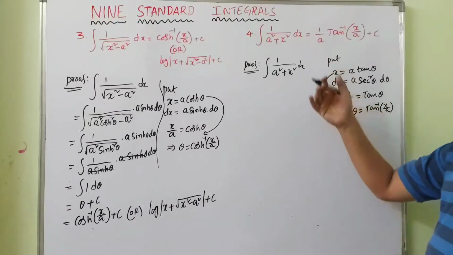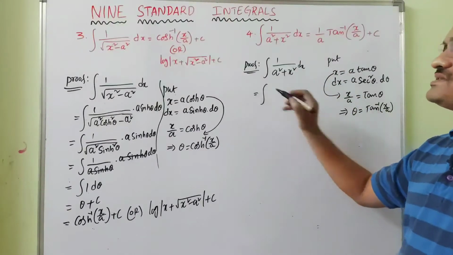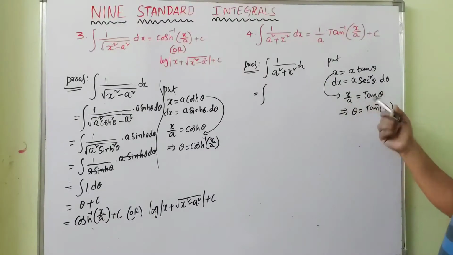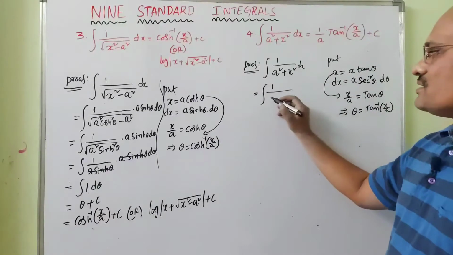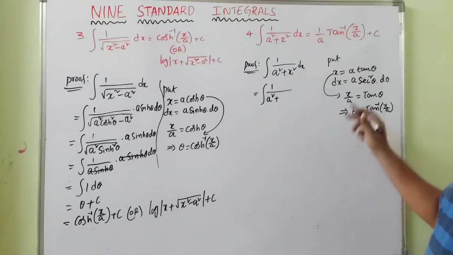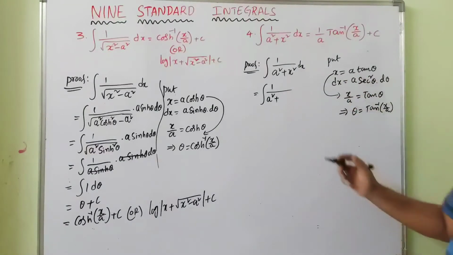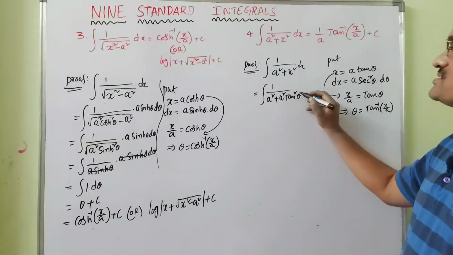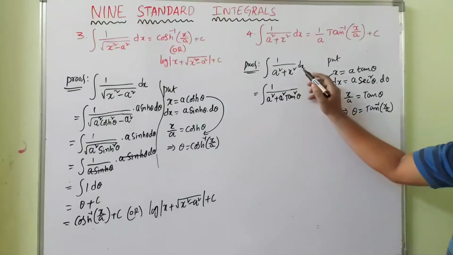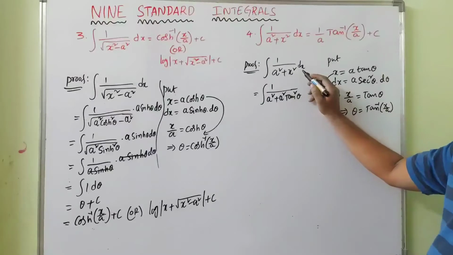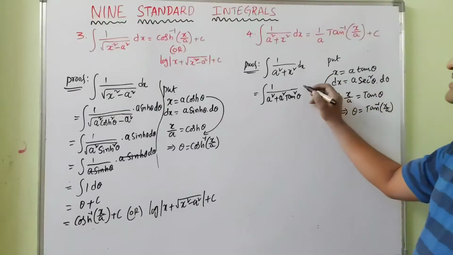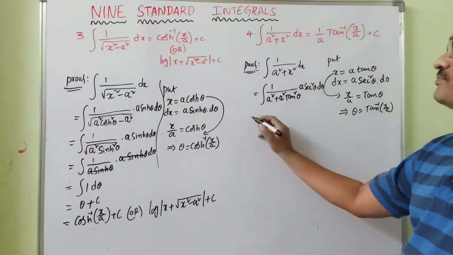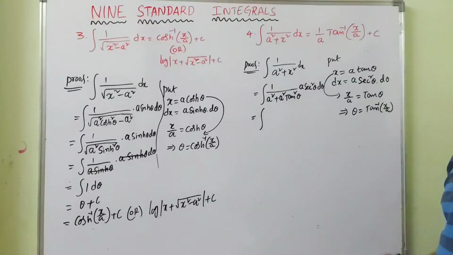Now go for integration by substitution, which means change of the variable. I am converting x into theta. So write the substitutions. x is a tan theta, so x square is a square tan square theta. Next, don't forget to write dx. dx is a secant square theta d theta. Now observe the denominator.